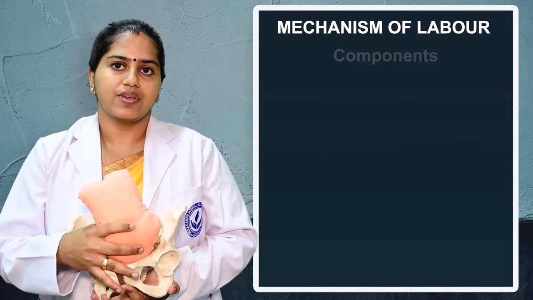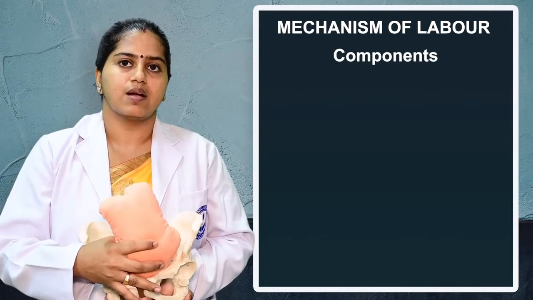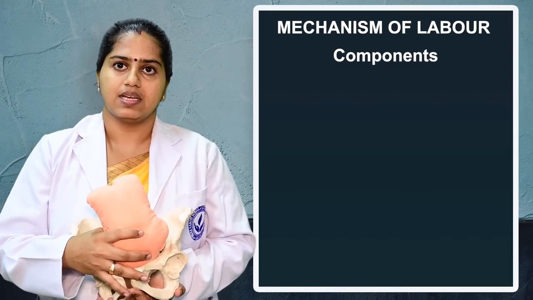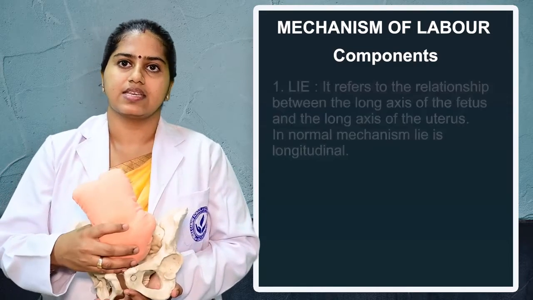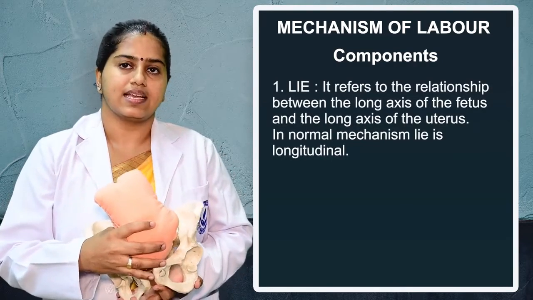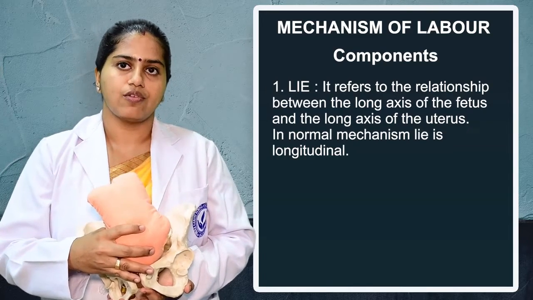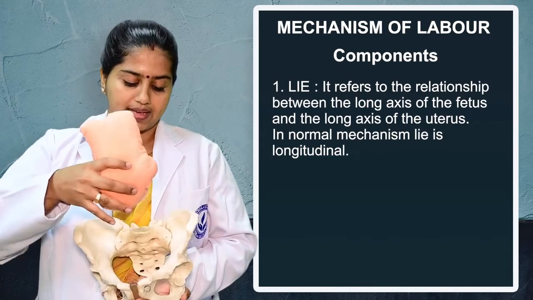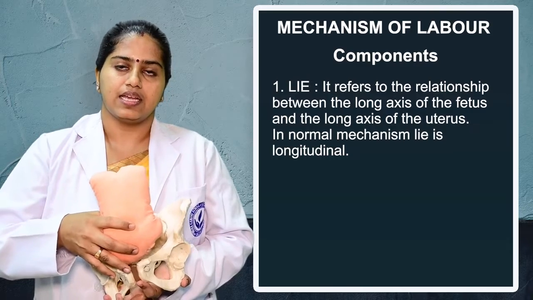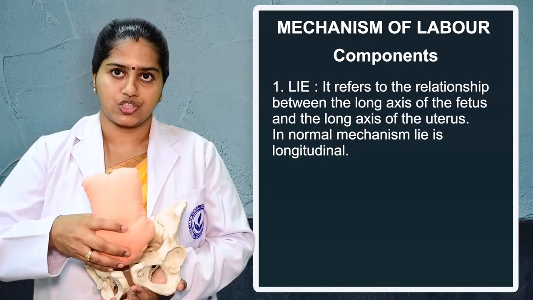Before going to the next topic, we will see the components that come under mechanism of labor. In normal mechanism, the first one is lie. What is lie? Lie is the relationship of the long axis of the fetus to the long axis of the maternal spine. In normal mechanism, the lie is longitudinal.